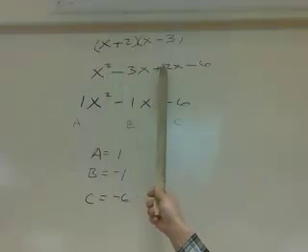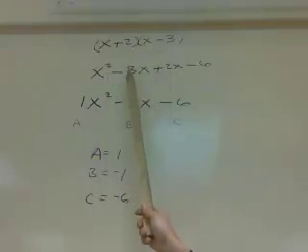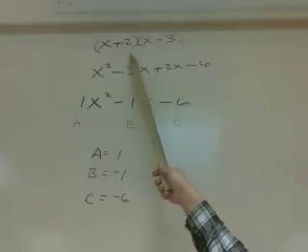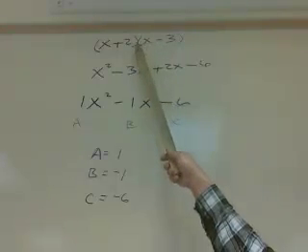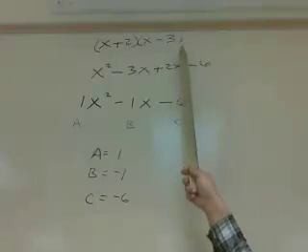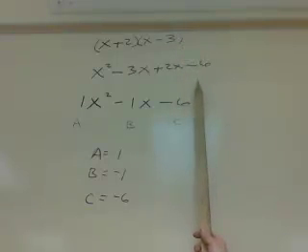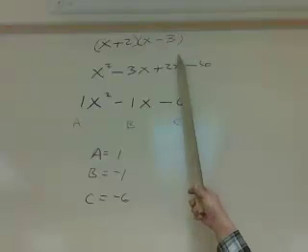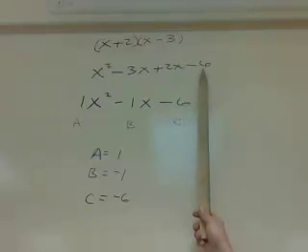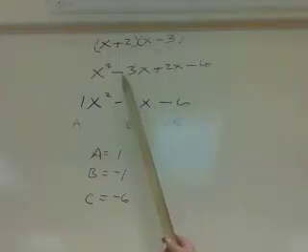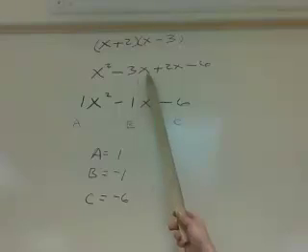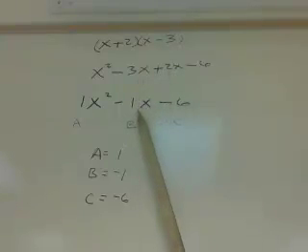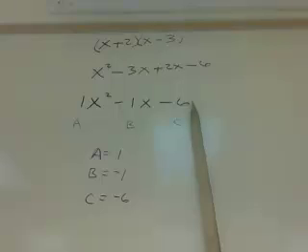We have x times a negative 3, which is a negative 3x. We then have 2 multiply x, or 2x, and 2 multiply a negative 3 is the negative 6. If we collect like terms, we then have a single x squared. Negative 3x plus 2x is a negative 1x. And we have the negative 6 left over.